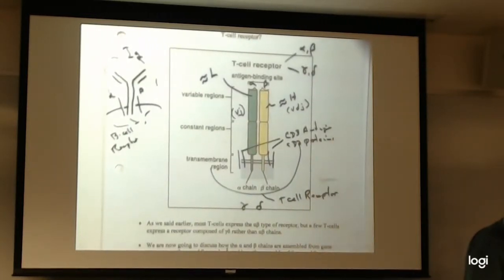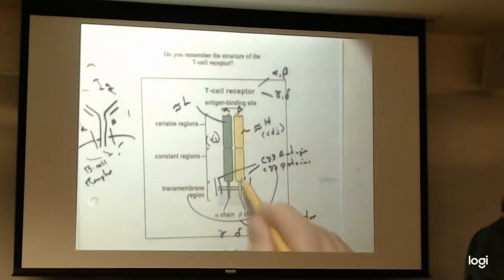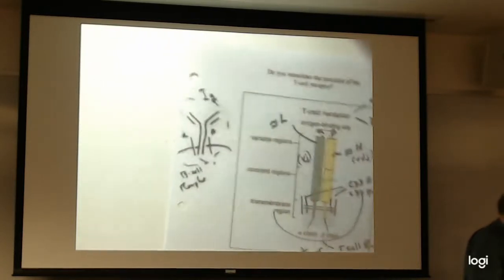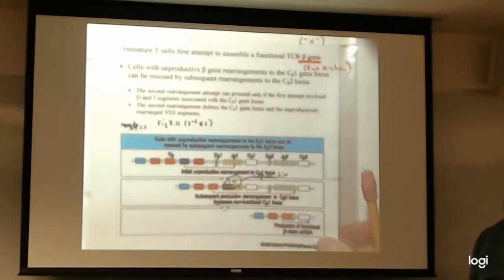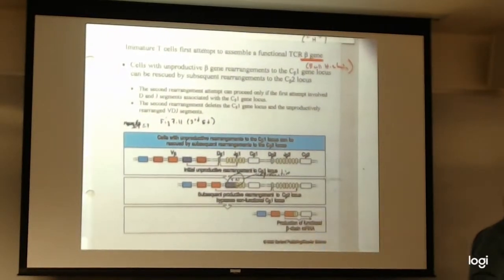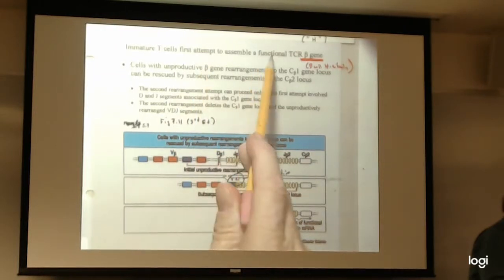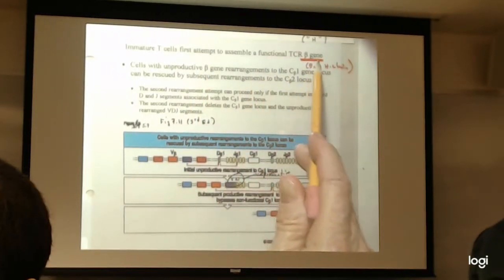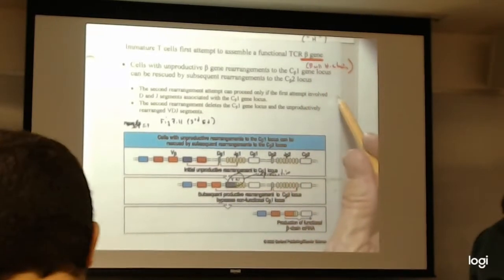All right, let's continue on now. We'll start talking about assembling the segments to make the beta chain of a T cell receptor. As I said just now, immature T cells first attempt to assemble a functional TCR beta chain gene. Remember that corresponds to the case of B cells, the heavy chain.